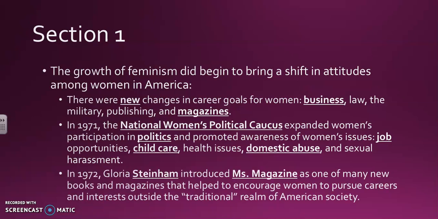In 1972, Gloria Steinem introduced Ms. Magazine as one of the new books and magazines that helped encourage women to pursue their interests outside the traditional realm of American society. And she would sell 300,000 copies in just 8 days of this magazine. And so basically, it's going to be a magazine encouraging women to get out and be their own people.